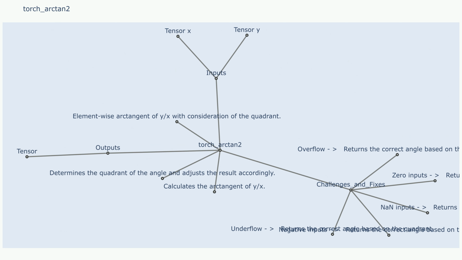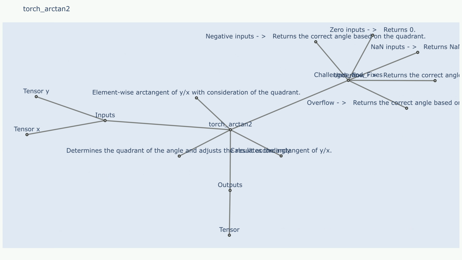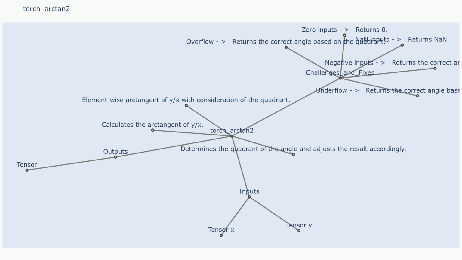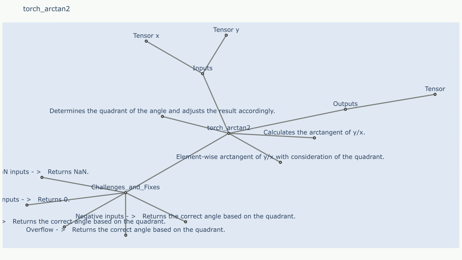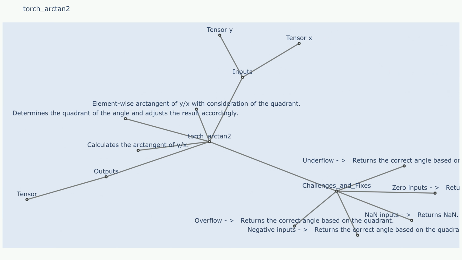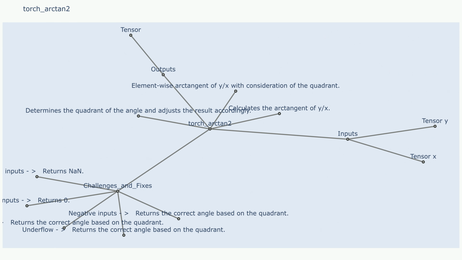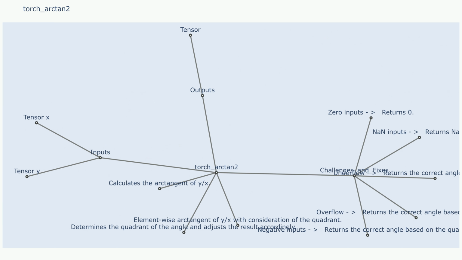Outputs. Output, the element-wise arctangent of the input tensors. It has the same shape as input 1 and input 2. The angle is returned in the range -pi to pi. Steps. For each element in the input tensors, the function computes the arctangent of y/x, where y is the corresponding element in input 1 and x is the corresponding element in input 2. The result is then scaled to the range -pi to pi based on the signs of x and y.